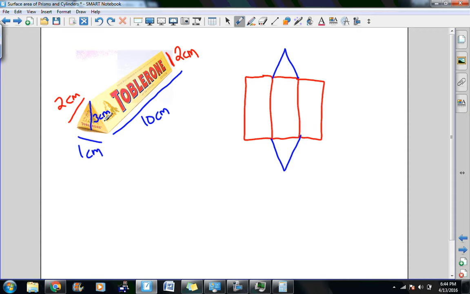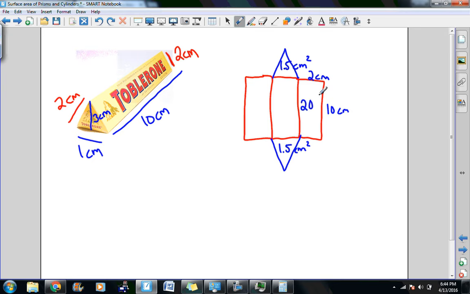Well, the area of this triangle in the front is 1.5 square centimeters, and I can write that as a decimal or a fraction. And now when I look at the rectangles individually on the sides, it gets a little bit trickier. I know that this length right here is 2 centimeters, and I know this length right here is 10 centimeters. Therefore, the area of this rectangle would be 20 square centimeters.